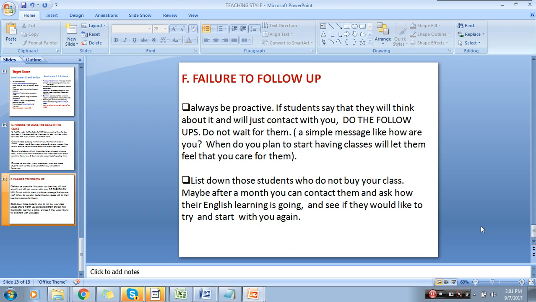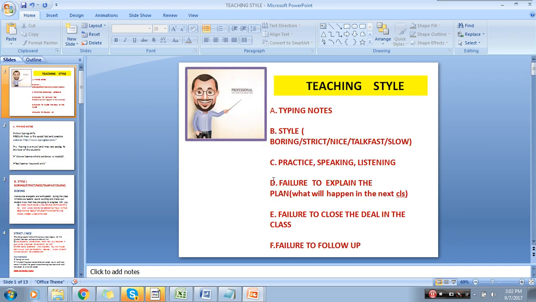So these are just some of the simple tips that we always have to remember when it comes to our teaching style. So always be careful with our typing notes, with our style, with our way of practicing with our students. Take note that we need to explain our plan for our next class. Take note that we also need to close the deal and we have to follow up. So that's it.